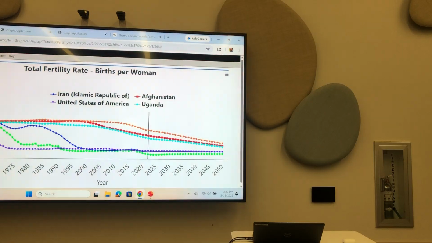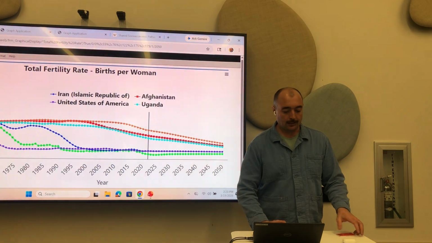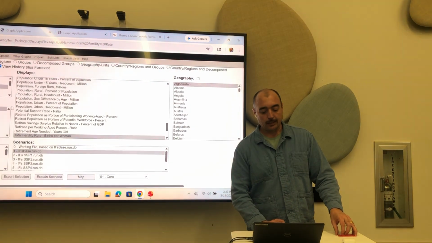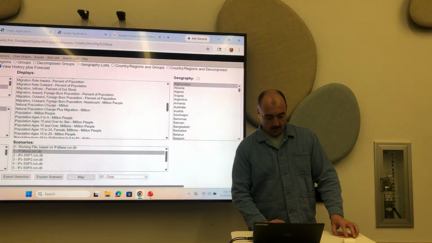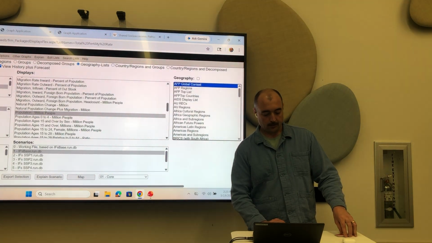This is a hugely important driver of long-term change. I'll give you an example. We don't factor these kinds of things in when we're making policy, and we really need to. Let's look at population size, and let's look at it for a group I like.